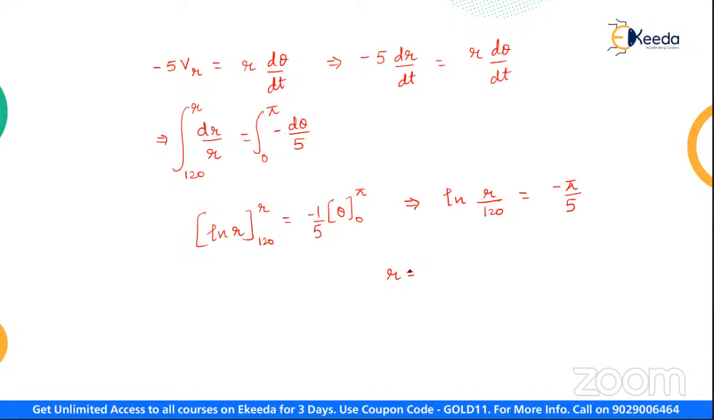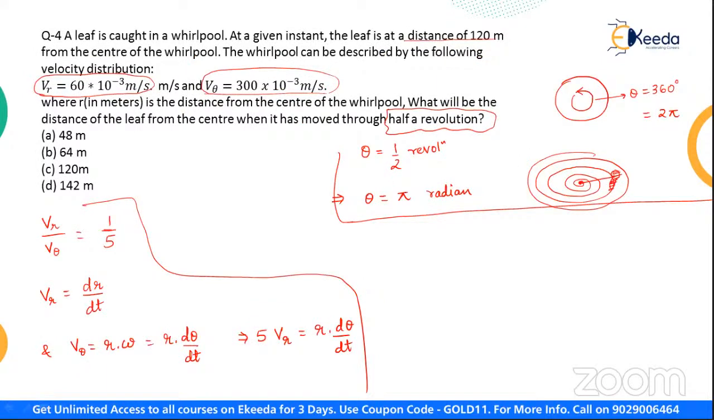That means this r, if we solve it further, this will be r by 120, and this can be written as e to the power minus pi by 5, and this will be equal to 0.5301. And from here, the value of R that we are getting comes out to be 64 meter. So for the given problem, option B would be the correct one. That means after half of the revolution, the leaf would come to the 64-meter distance from the center of the whirlpool.